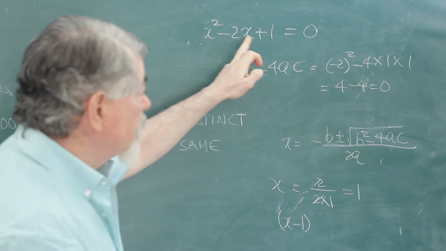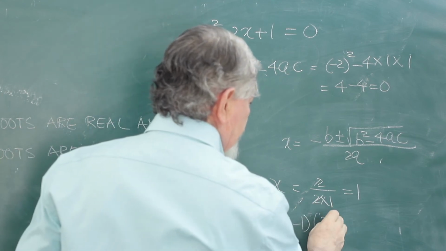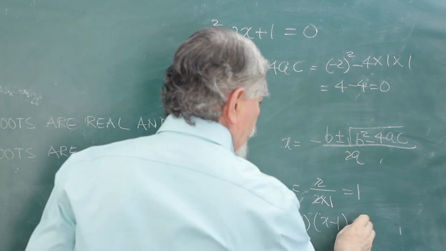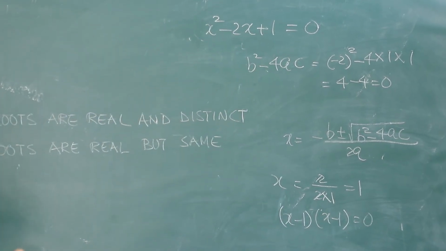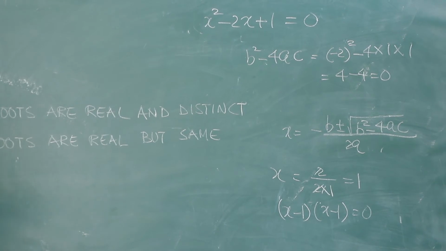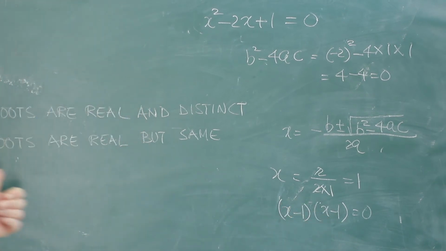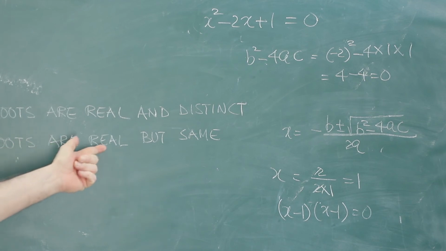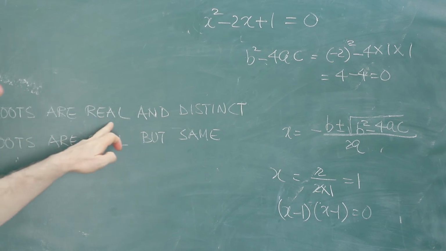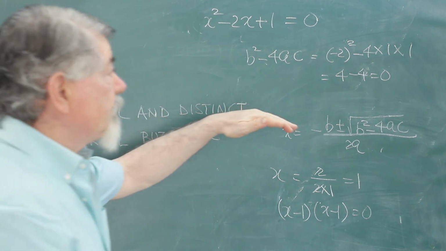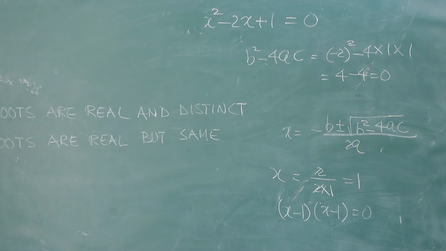But if you simplify it, you will get x minus 1 whole square actually. x minus 1 into x minus 1 is equal to 0. So there are two roots, but they are not distinct. They are the same. x is equal to 1, x is equal to 1. That's what we said. Roots are real but same. Roots will be real and distinct if this is not equal to 0 but positive. This is the first case.